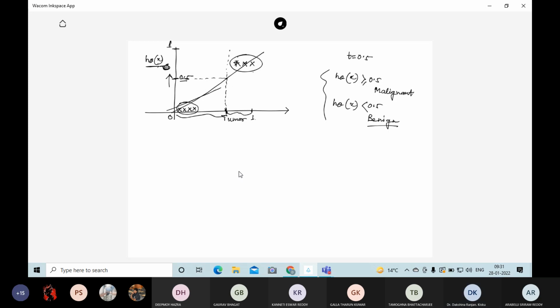Sir, that means we already know the threshold value on the y-axis, and when we have to predict, we are finding out the threshold value on the x-axis.